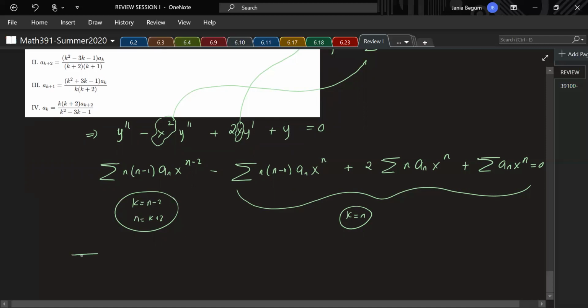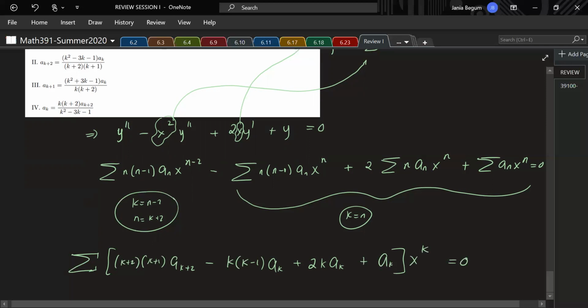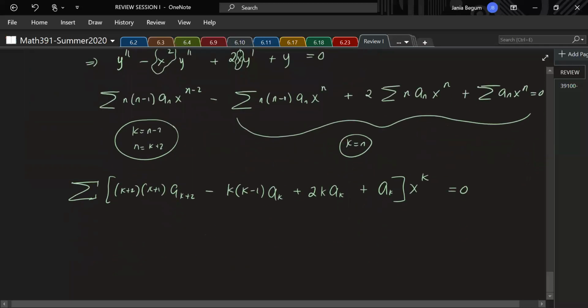So for the first one, n is going to be k plus 2, and then n minus 1 will be k plus 1, a sub k plus 2, x to the k, factoring it out, minus k times k minus 1, a sub k, plus 2 times k, a sub k, plus a sub k, everything times x to the k equals 0. I skipped a lot of steps, so let me know if you have questions.